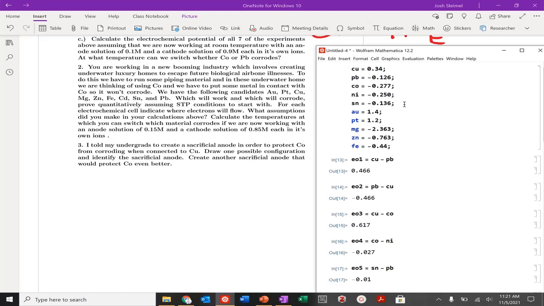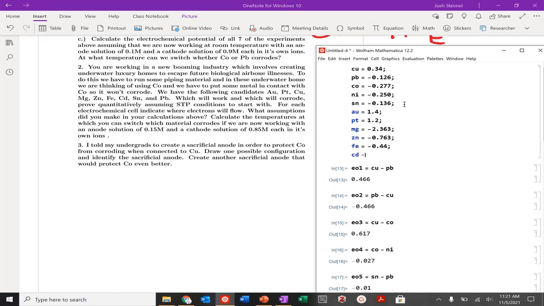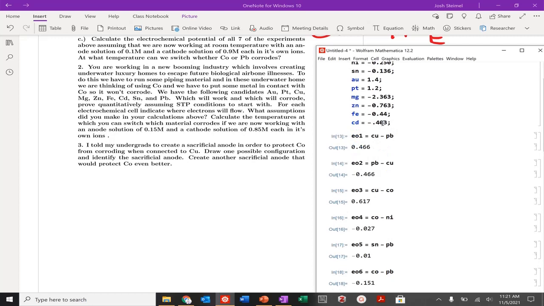What else? Cd equal to minus 0.403. So we should hopefully, do we already have Cd? No, we don't. Minus 0.403. Excellent, excellent. So Cd and then Sn we have and Pb we have. So we can start to do this experiment.